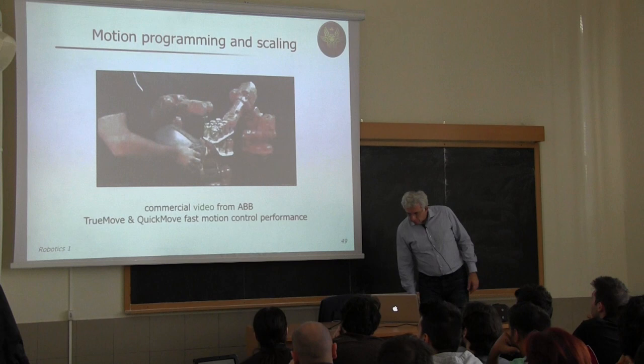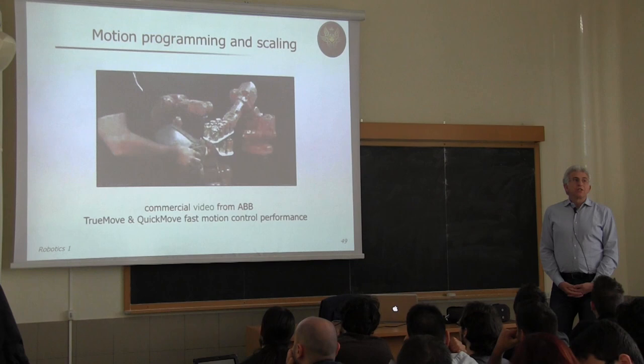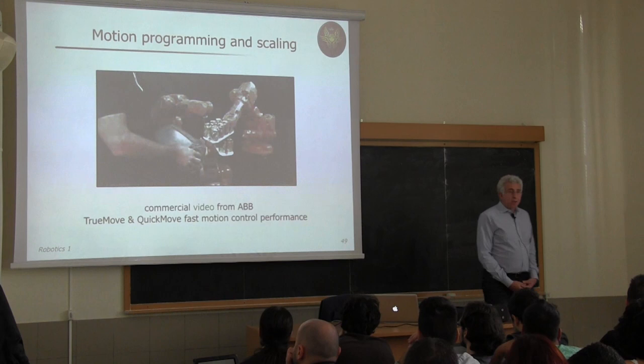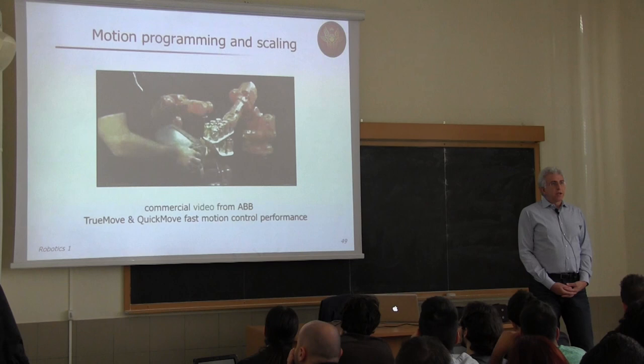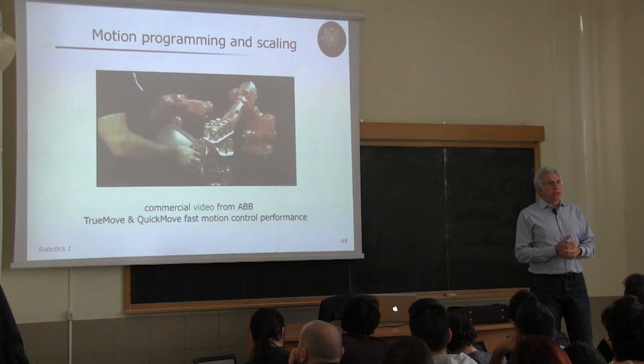Okay, so this is another video. Again, a commercial video, but it's very impressive. It's what I call the Fanta can challenge that shows two things: the fact that you can coordinate multiple robots executing a common task, and the fact that you can typically program motion either through the teach box or through your code at the slow speed, and then you can scale up the timing, so the speed, while doing the same geometric path.